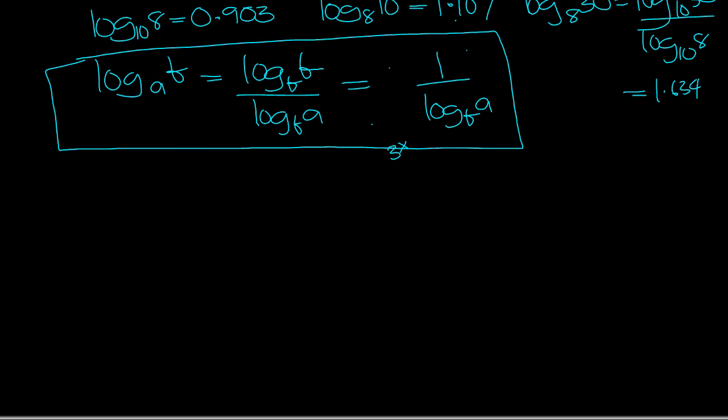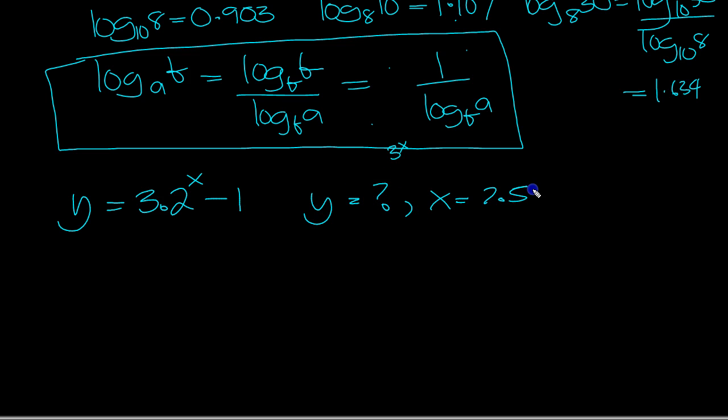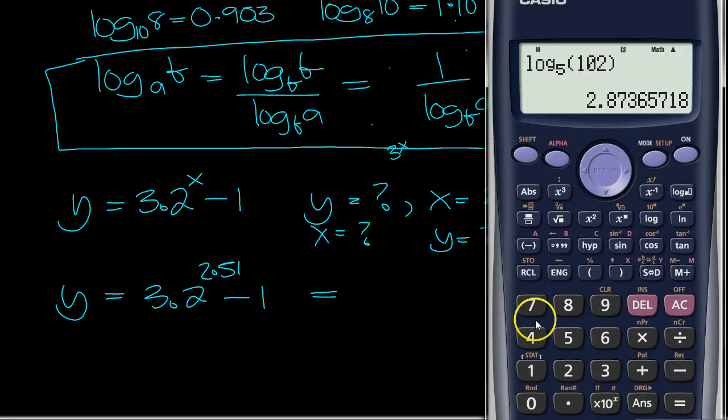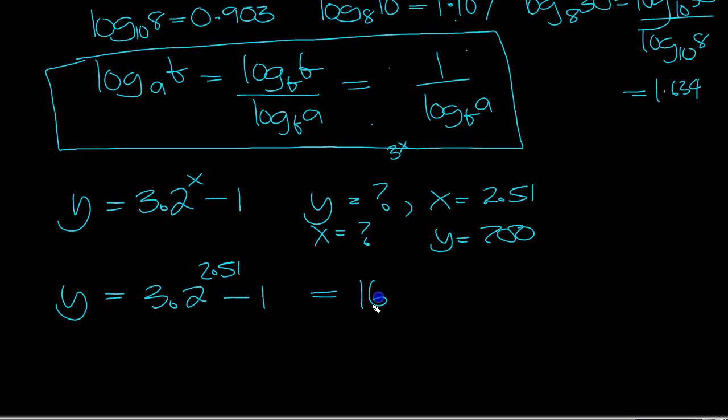The next example, let's have a look at that before we start our problem. So y equals 3 times 2 to the x minus 1. Find y when x is equal to 2.51, and x when y equals 200. So the first one then, 3 times 2 to the 2.51 minus 1. All we need to do is tap it in the calculator. 3 times 2 to the power 2.51, minus 1. 16.09 to 2dp.